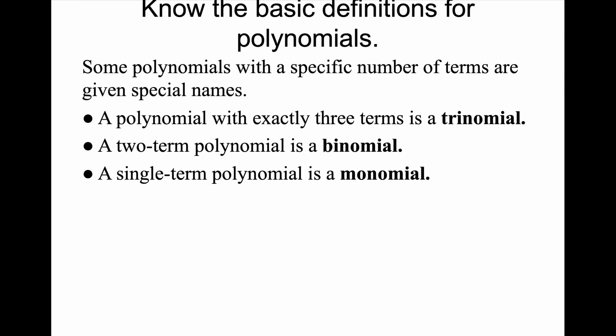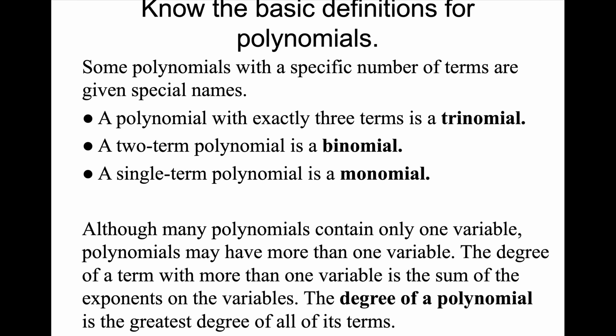Some polynomials with a specific number of terms have some special names. If there's 3 terms, it's a trinomial. If there's 2 terms, we call it a binomial. And if it's just 1 term, we call it a monomial. These are just some special classifications for polynomials that you might apply later on in the course.